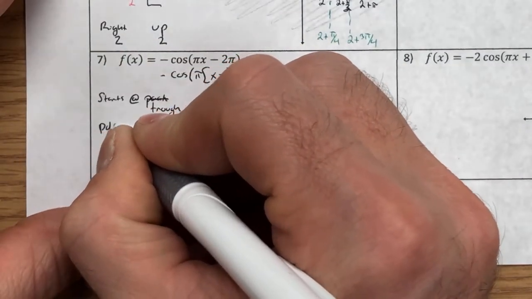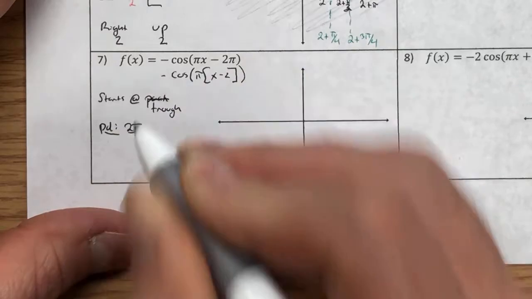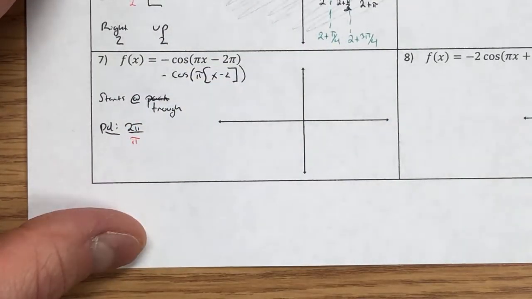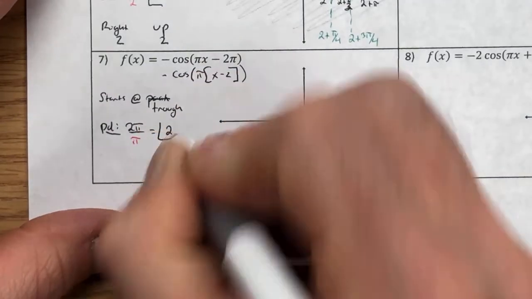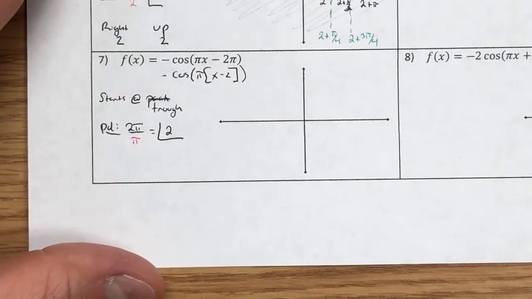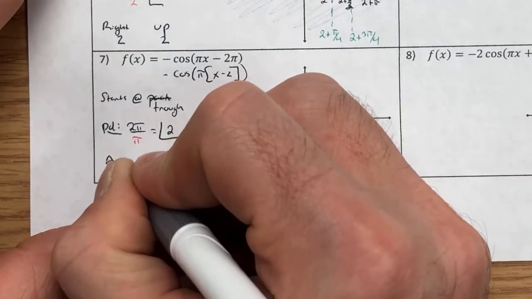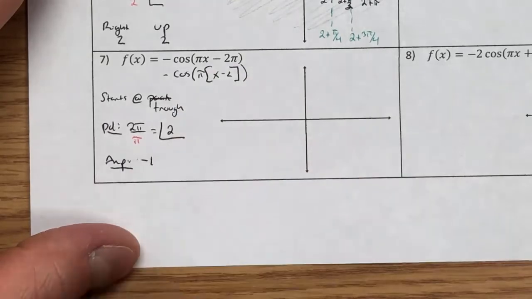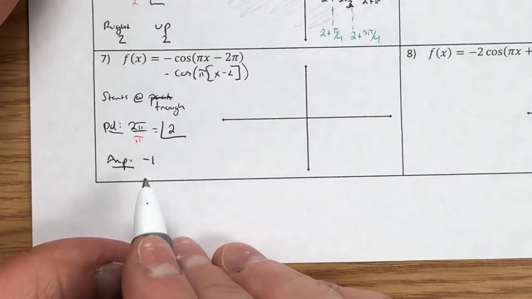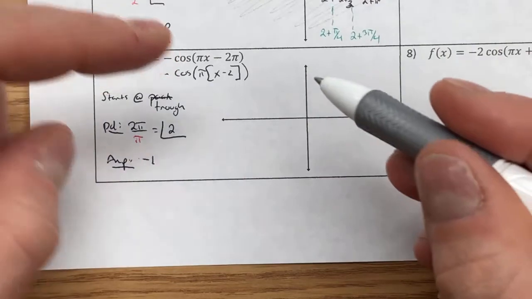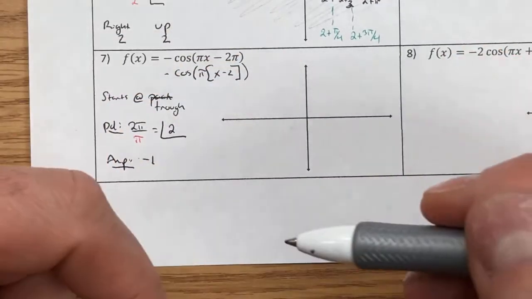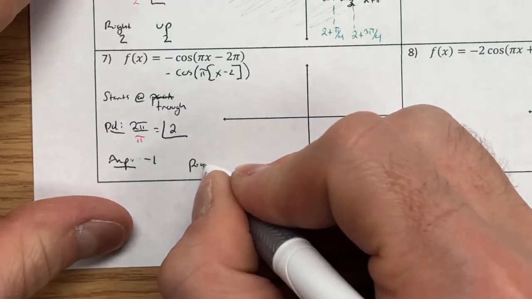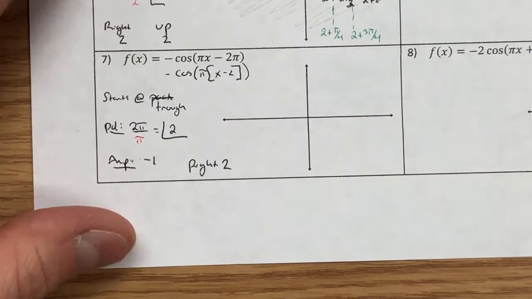We know the period is going to be 2 pi divided by b. In this case, my b is going to be pi, so my period is 2 units long. I know the amplitude is going to be whatever that is, so it's going to be -1. Now, an amplitude of -1 doesn't mean it doesn't go up 1 and down 1. It just means it goes down 1 and up 1. It reverses. Instead of going up, it's going down. We also know this has been moved to the right by 2 units.